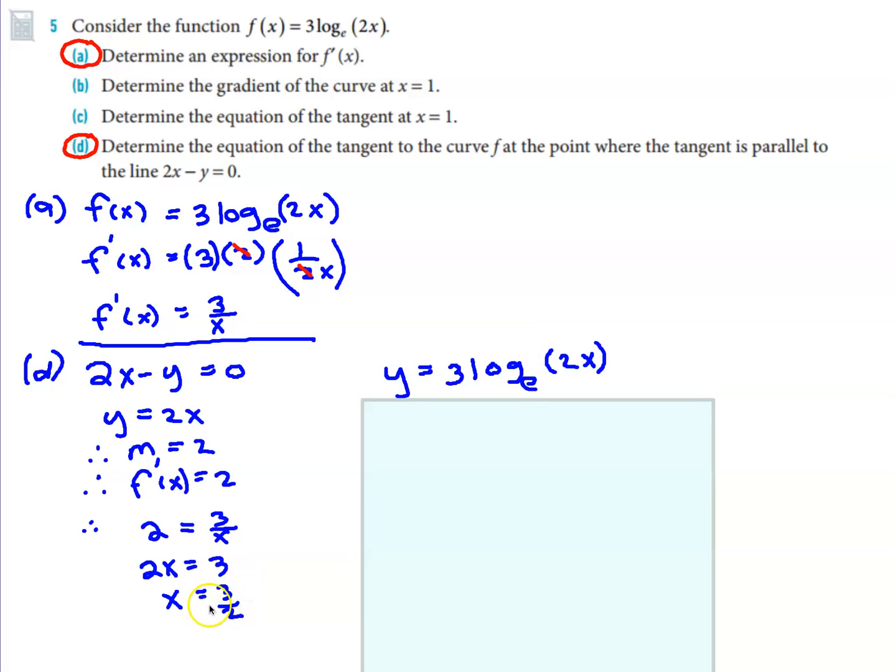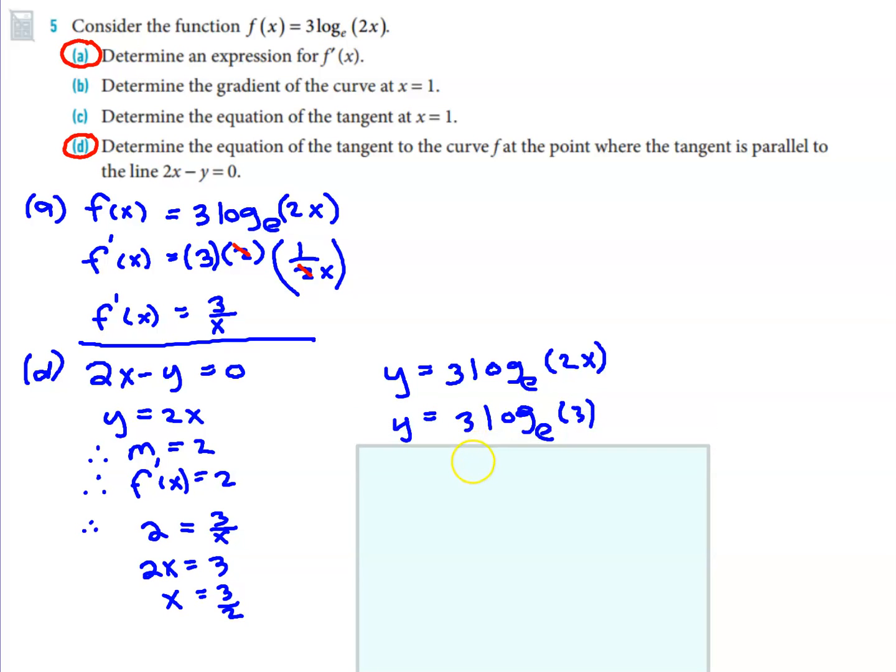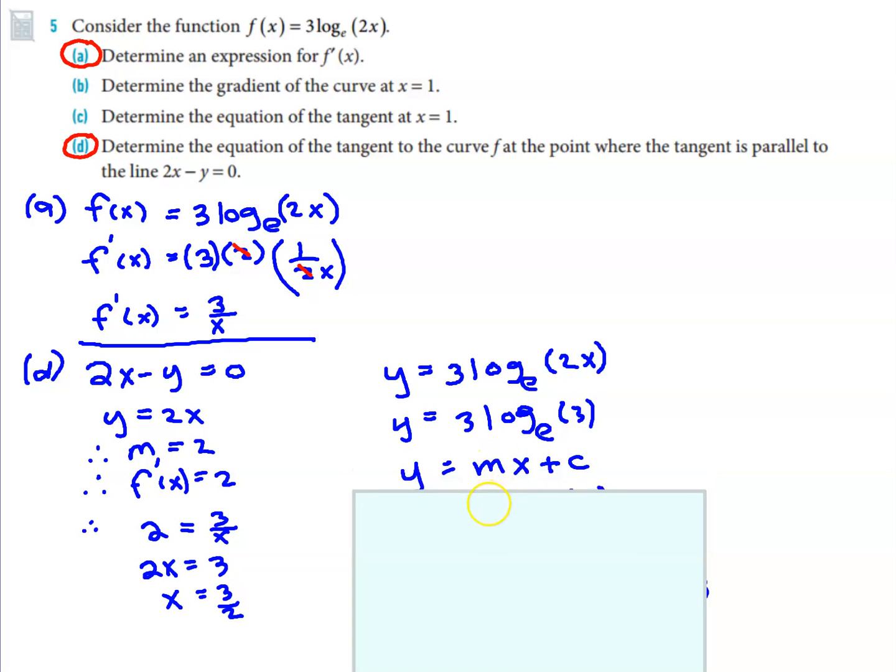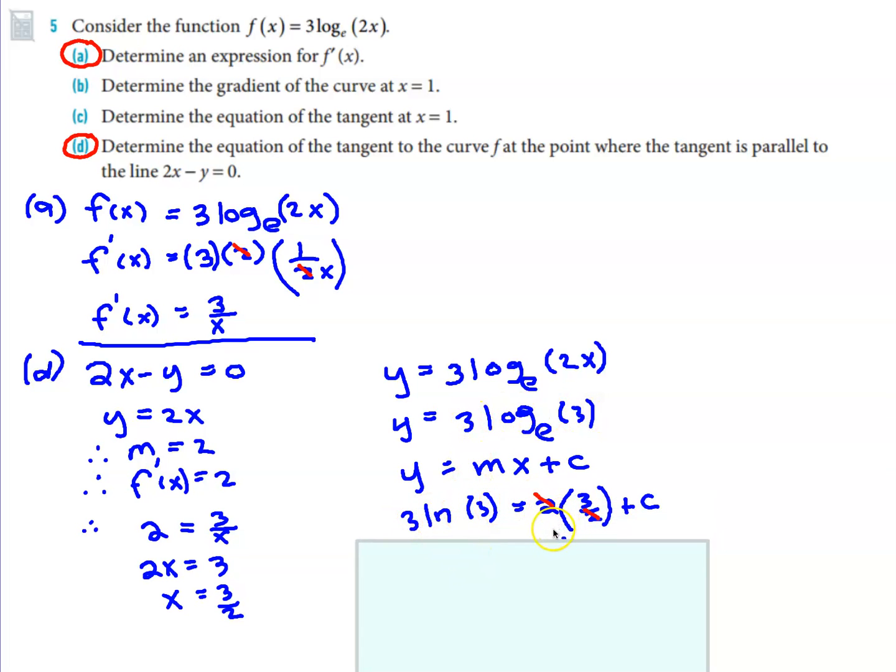Okay, so what I've done here is I've got this value for x. I can find the value for y, or f of x, by plugging 3/2 into this equation. Okay, so 3/2 multiplied by 2 is just 3. So there's the value for y. And of course, the equation of a straight line is y equals mx plus c. So that goes in place of y. The gradient is 2 from over here, so m equals 2. And the x coordinate is 3/2, and c is what we're trying to find.